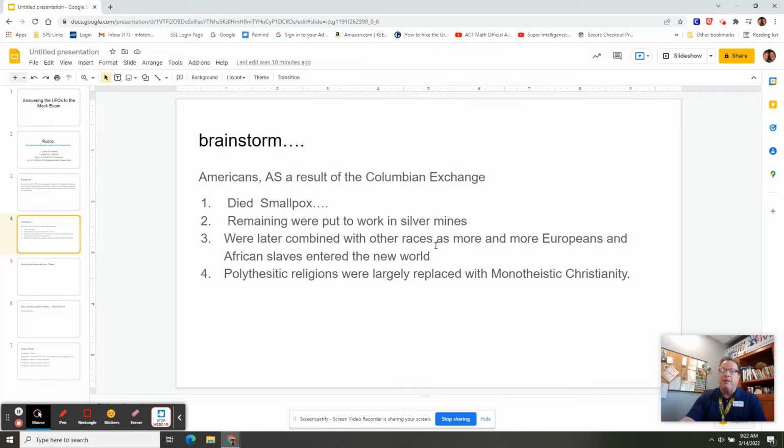And then finally, polytheistic religions are largely replaced with the monotheistic Christianity because of the Catholic missionaries that are coming in. So again, there's a lot of different ways that you could go at this and answer this question. And again, to get your points to really fulfill the rubric, really all you need to do is just pick two of these, if you can just do two of them on the day of.